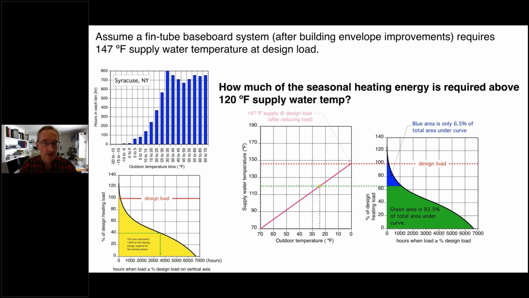If it was a system that had an electric resistance heating element in it, that element is only going to supply about 6.5% of that seasonal energy. So I think that's a very good proposition today, especially when we have an existing boiler in the system, and we've done a past webinar on that subject.